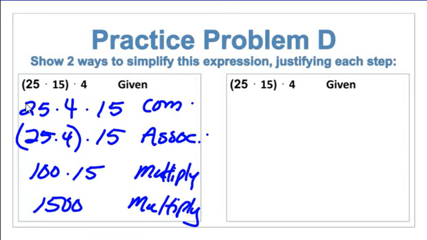We're just moving them around. You can move them around any way you want. What makes it easier for you to do the math? Maybe you would want to multiply 15 times 4 and then multiply by 25. That would be up to you.